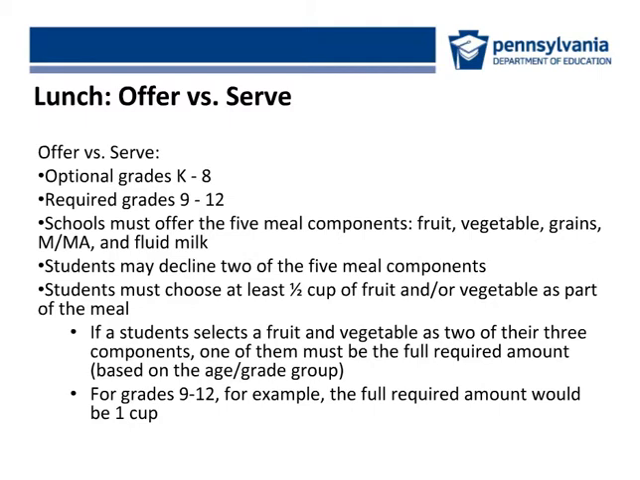Under OVS, students must be allowed to decline 2 items at lunch, except that students must select at least half a cup of either the fruit or vegetable component. If a student selects a fruit and vegetable as 2 of their 3 components, one of them must be the full required amount based on the age or grade group being served. An example of this would be if the students are in high school, the full required amount would be 1 full cup.